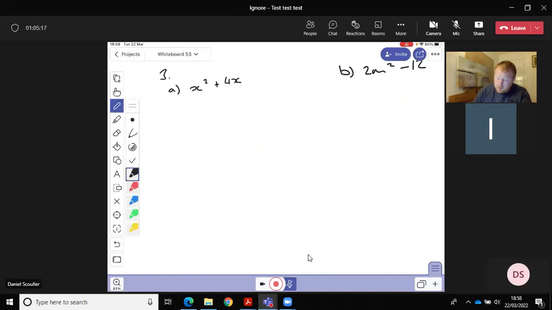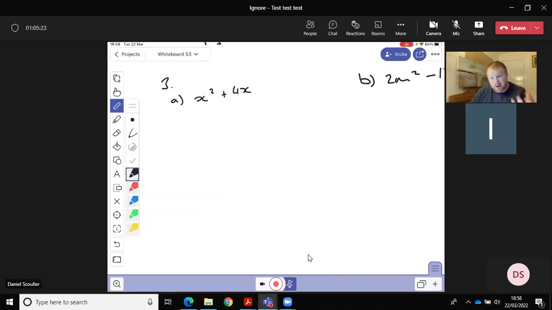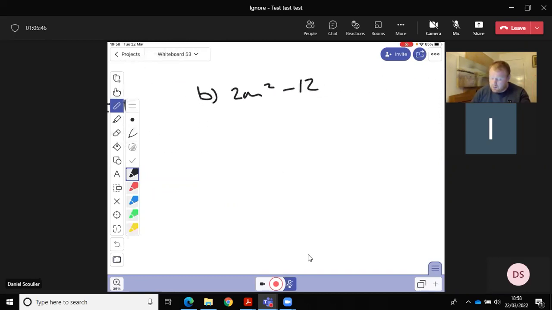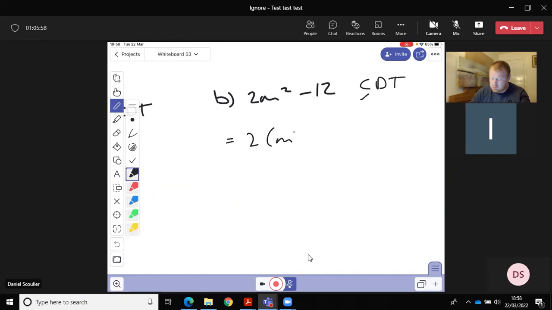So just x squared plus 4x. First thing I do when I see the word factorise, always write CDT: common factor, difference of two squares, trinomial. Is there a common factor there? Yep. Take that common factor out. That's you factorised. That's it. It won't be that easy in the exam, probably. Likewise here, there's a common factor. I think that's the extent of that question.